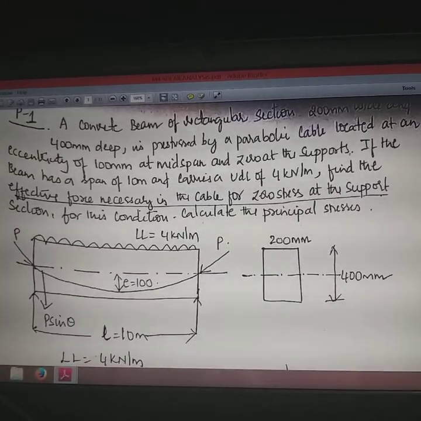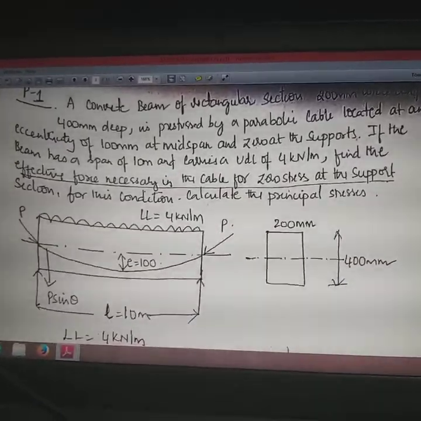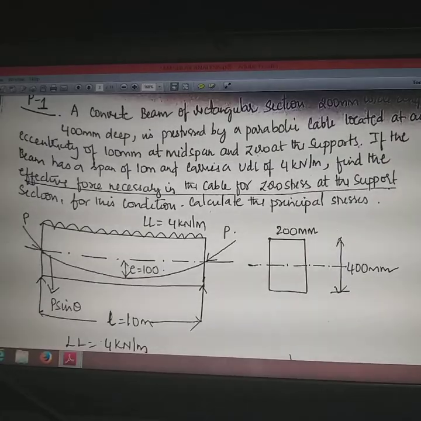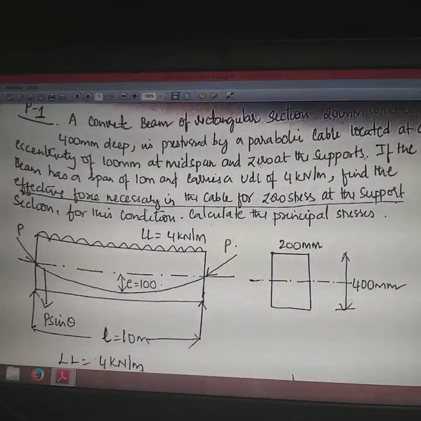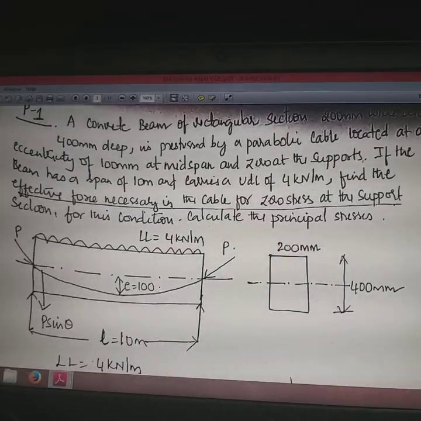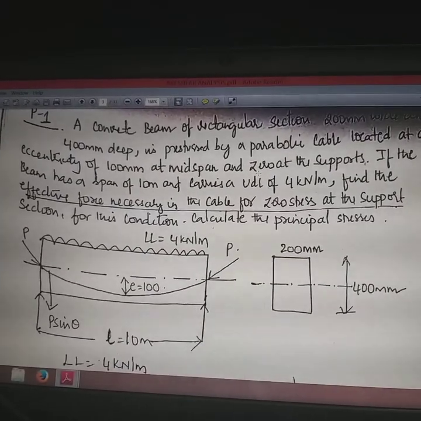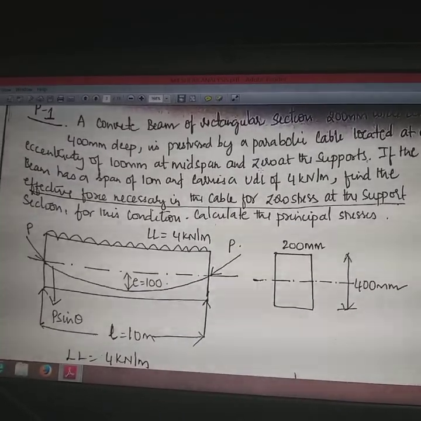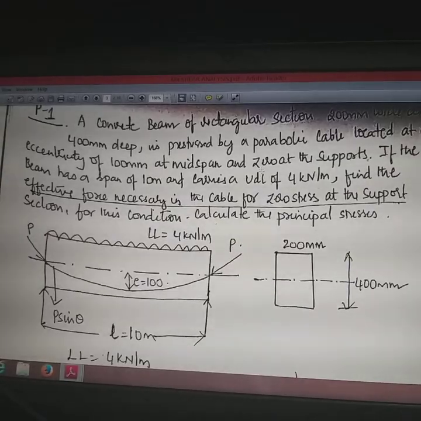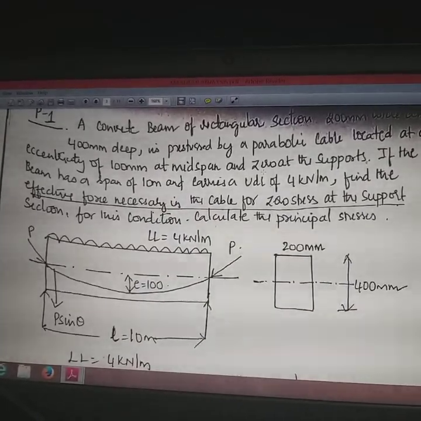A concrete beam of rectangular section 200 mm wide by 400 mm deep is pre-stressed by a parabolic cable located at an eccentricity of 100 mm at midspan and an eccentricity of 0 at the supports. If the beam has a span of 10 meter and carries a UDL of 4 kN per meter, find the effective pre-stress force necessary in the cable for 0 stress at the support section. For the same condition, calculate the principal stress.